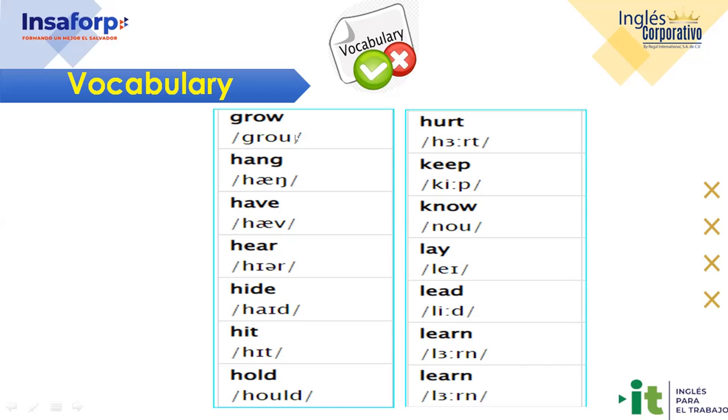Okay, again, so let's repeat it back again. Grow. Hang. Have. So it can be have or have. A or a semi-vowel. Okay, A and E. Have or have. So you can say both.